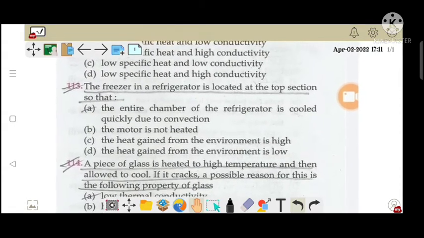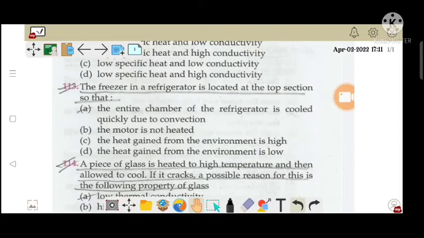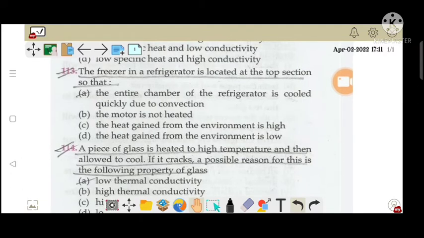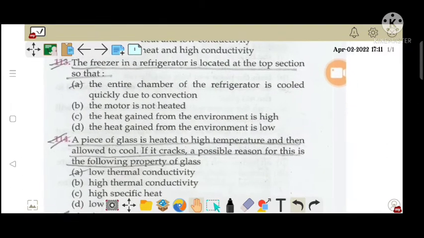A freezer in a refrigerator is located in the top section so that the entire chamber of the refrigerator cools quickly due to convection.